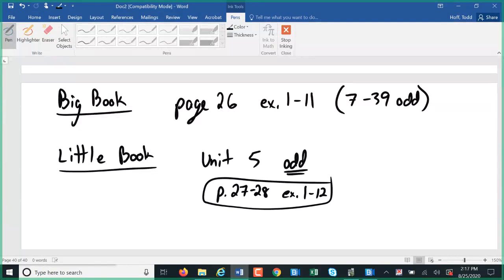Yeah, the little book. 5. Oh, okay. Do you guys already see the questions 7 through 39? I know it's odd, but do we have to do every single one?